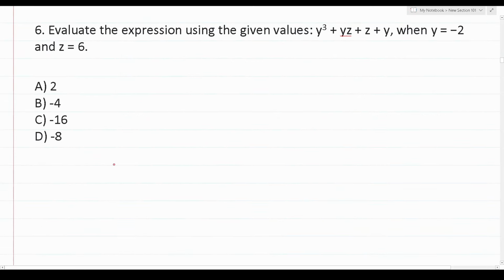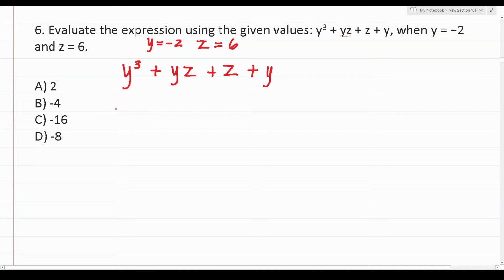Number 6 says evaluate the expression using the given values: y to the third plus yz plus z plus y when y equals negative 2 and z equals 6. All right, so to start this one, I'm going to copy down the expression y to the third plus y times z plus z plus y. And I'm also going to note that the problem told us to let y equal negative 2 and z equal 6. So I'm going to plug in negative 2 wherever I see y in this expression and 6 wherever I see z. So let's go ahead and work on doing that.